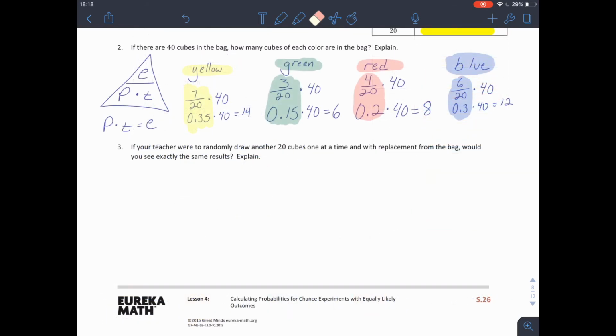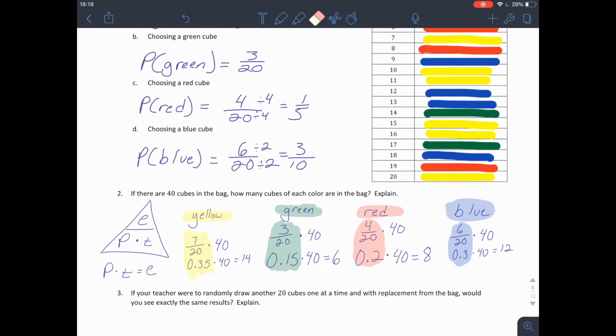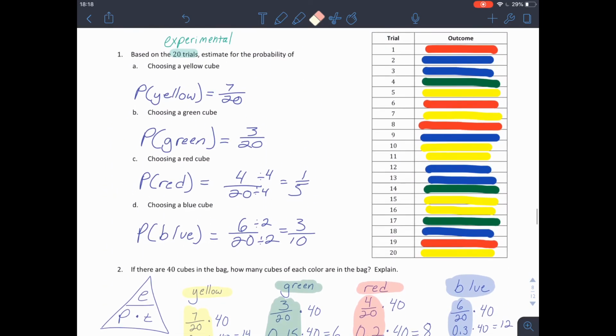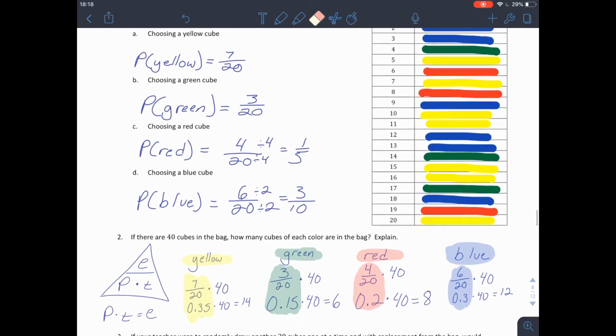So in this situation, we've made some inferences about how many are in our bag. And if I were to do this experiment again and draw another 20 cubes, and again putting them back in before I pull out the next one, I shouldn't expect to see the same exact results. Because this is something that is random, I can't assume that the first time I'm always going to get a red, the second time I'm always going to get a blue. I can't even assume that I'm going to get the same amounts of each color.